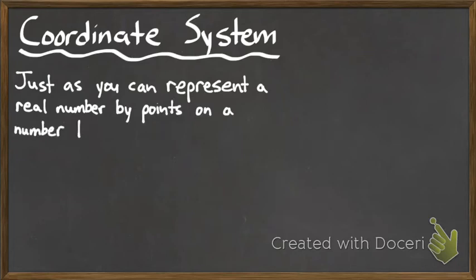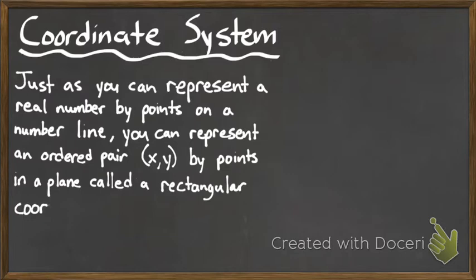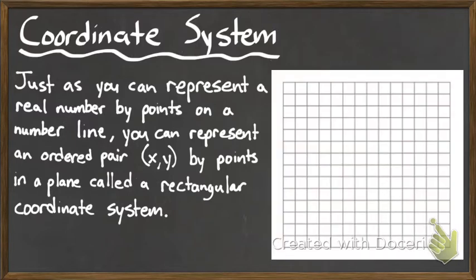So just as you can represent real numbers by points on a number line, you can also represent an ordered pair, so points x, y, by points in a plane called a rectangular coordinate system or a rectangular coordinate plane. So we've looked at number lines before. This runs in one dimension. A rectangular coordinate plane runs in two dimensions because we have an x coordinate and a y coordinate, and we can go in a lot more directions using this, and we can graph linear equations.